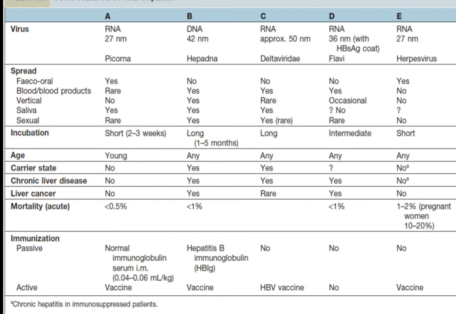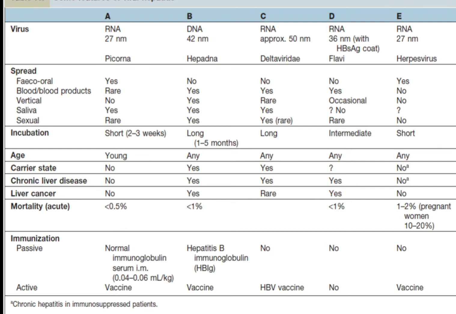So, spread of the viruses. Fecal-oral spread is hepatitis A and hepatitis E. Spread via blood or blood products is rare by hepatitis A. However, hepatitis B, C, and D are spread via blood or blood products. Vertical transmission is by hepatitis B, occasionally by hepatitis C, and it's rare by hepatitis D.